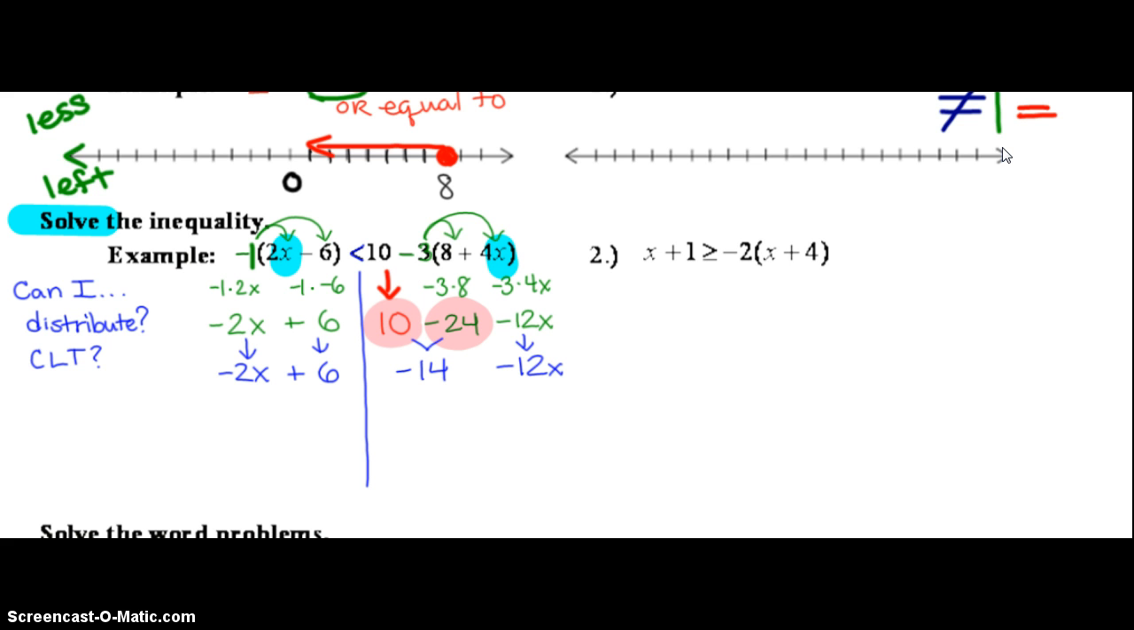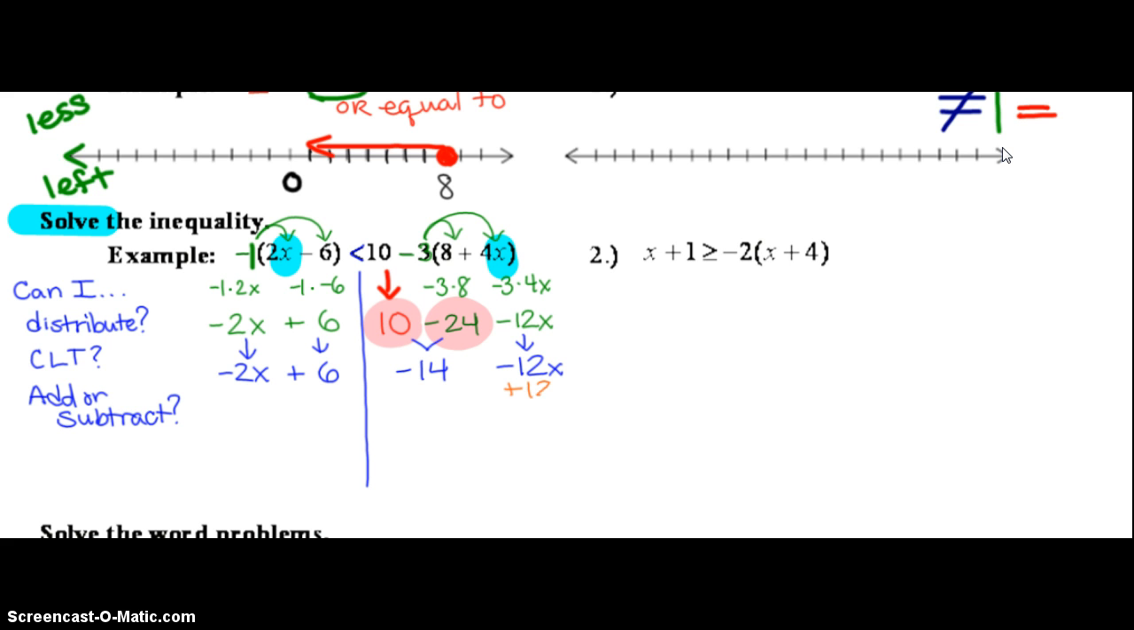Now that I've combined like terms, I move on to the next question. Can I add or subtract something? I do this because I don't want to leave a variable on both sides if I'm trying to solve. So I'll have to move one of them. It's customary to move the variable to the left and move the numbers to the right.